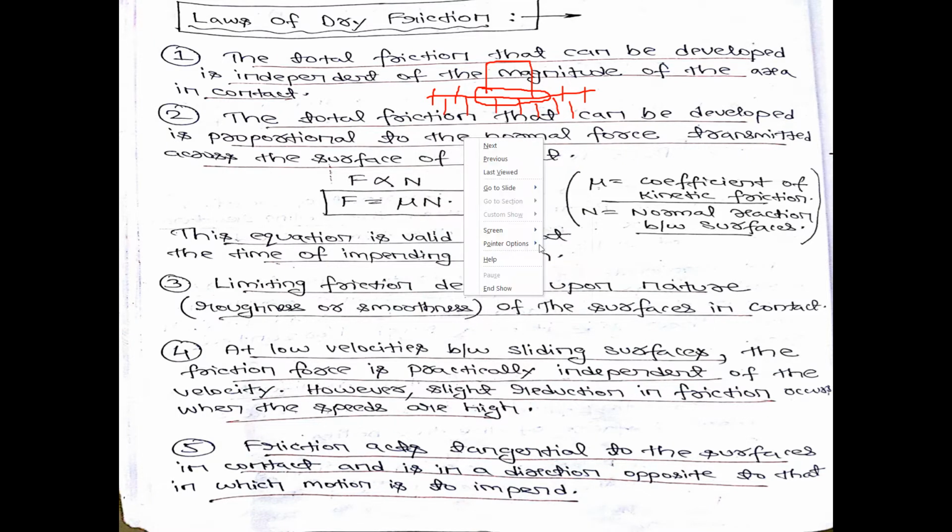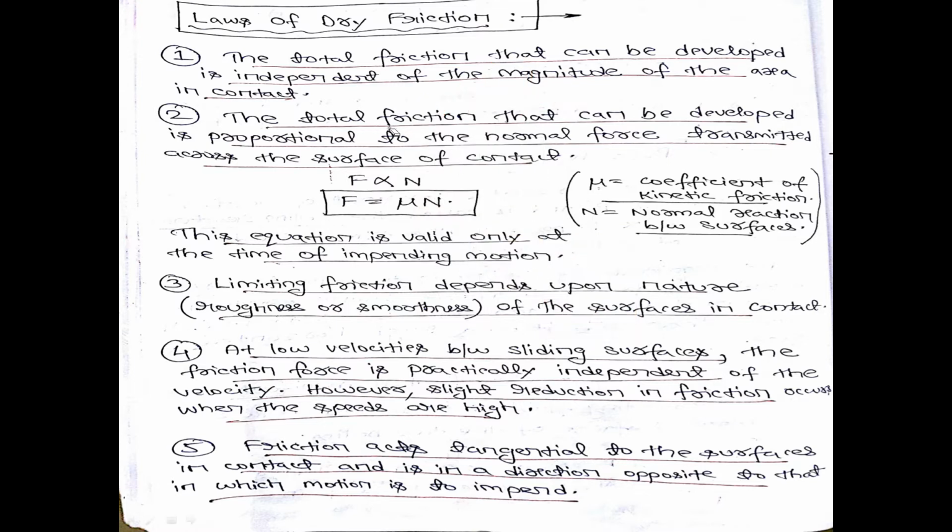Okay. Next point is the second law of friction: the total friction that can be developed is proportional to the normal force transmitted across the surface of contact. That means if I am having a body kept on a rough surface, there exists a friction between the contacting surfaces of the body and this rough surface.